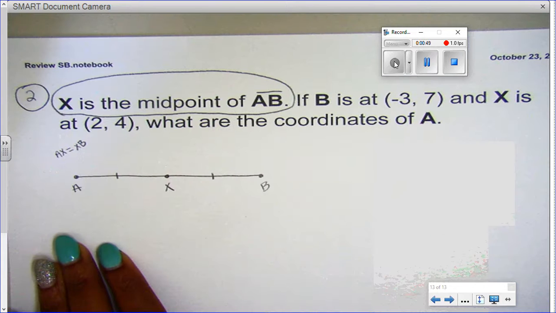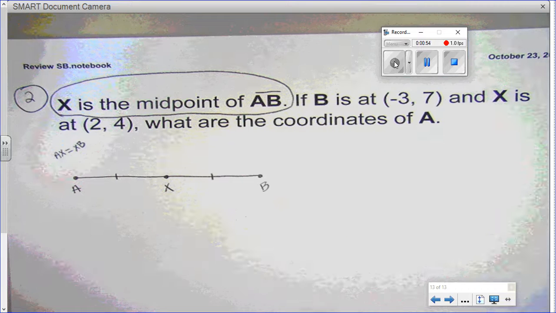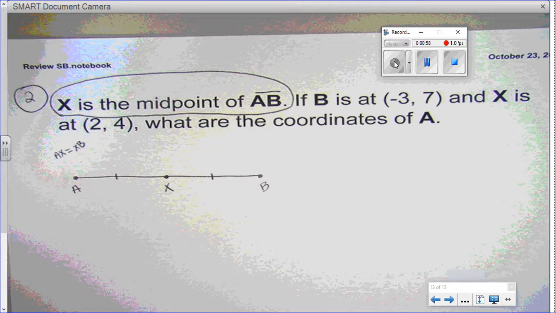Okay. Will I need that? Maybe, maybe not for this question, but every time you see that there's the midpoint of a segment, make sure you can identify that bit of information.